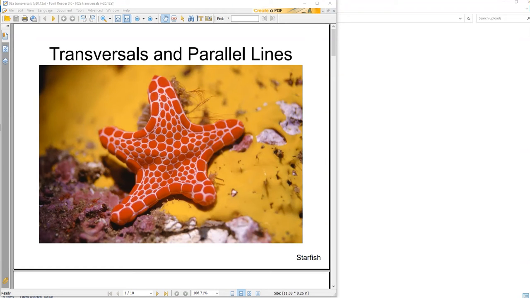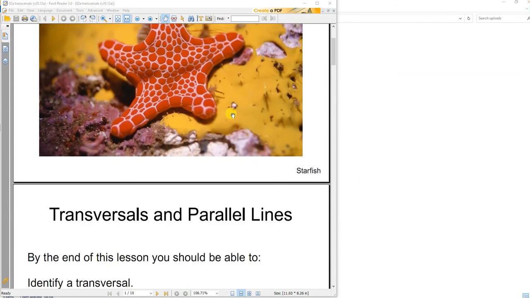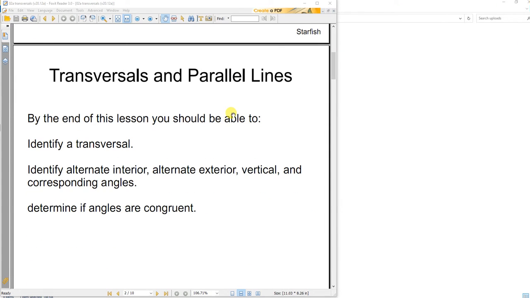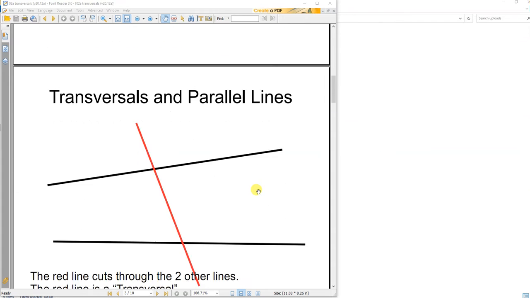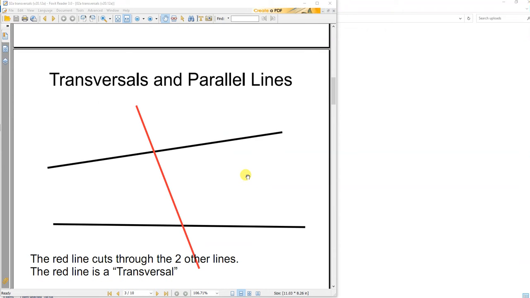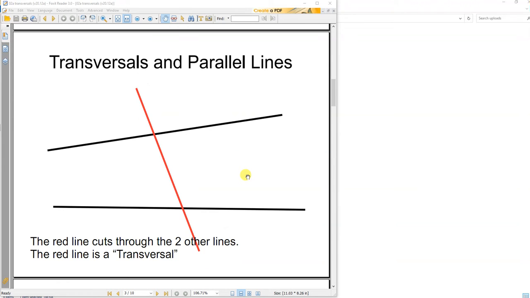Hi, it's Mr. Barr, and these are the notes for transversals and parallel lines. By the end of this lesson, you should be able to identify a transversal, identify alternate interior, alternate exterior, vertical, and corresponding angles. Verticals we actually talked about in the last lesson. And determine if angles are congruent. So let's start with the idea of a transversal.